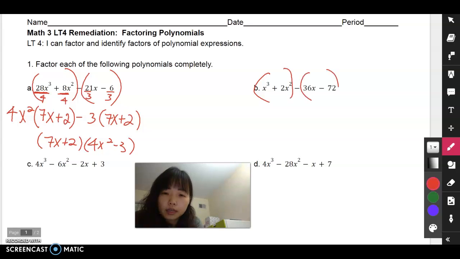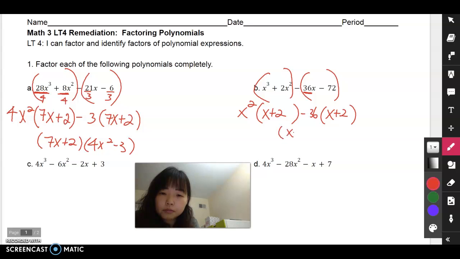2 at a time. I'm putting x squared. Well, there's no number, so I'm not putting any number out. It's going to be x plus 2. X plus 2. See, I need x plus 2. Look, I'm missing 36. We need 36. Then it's going to be x plus 2, x squared minus 36.